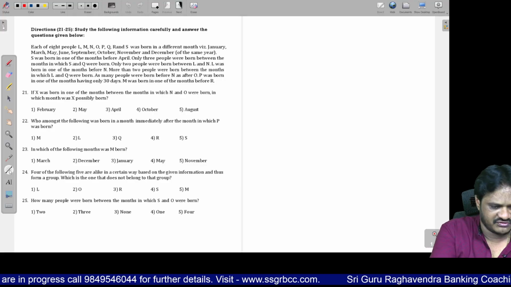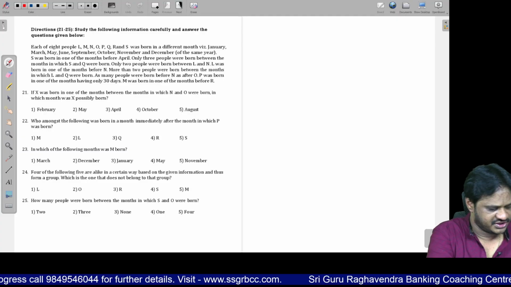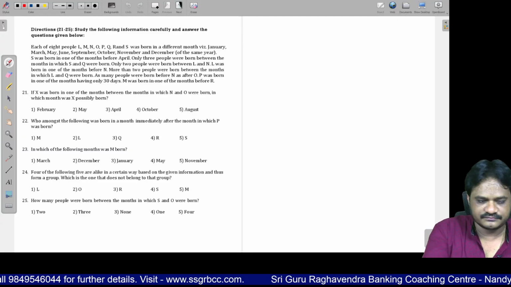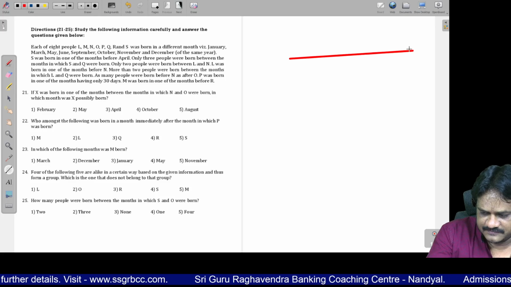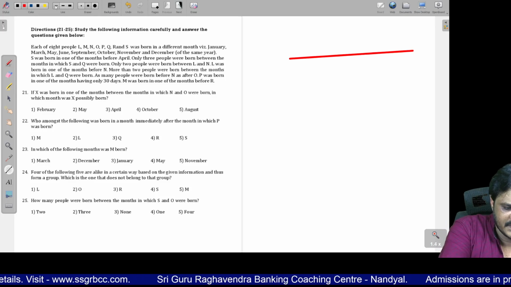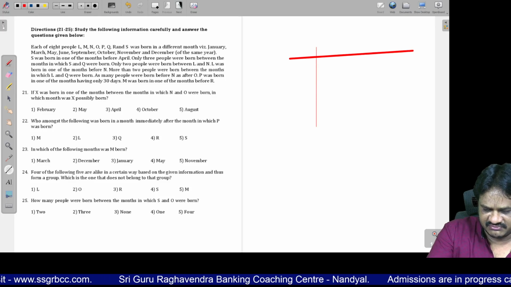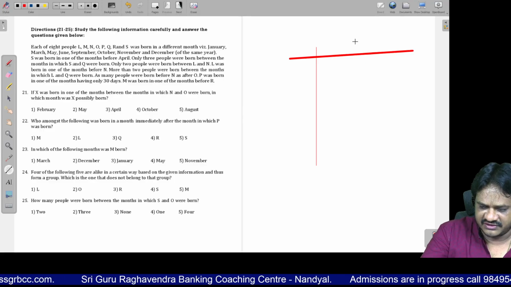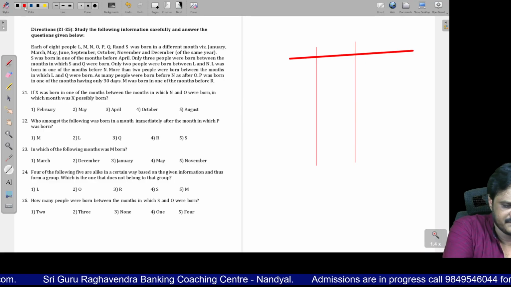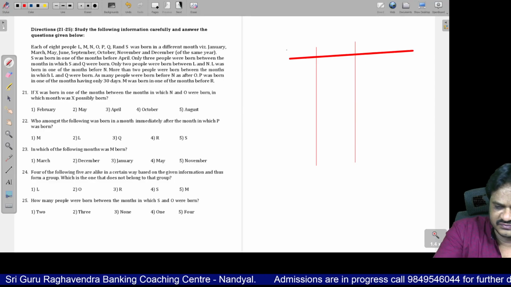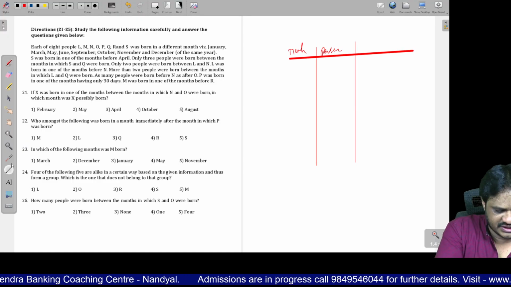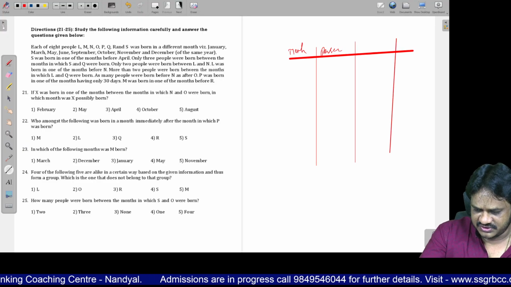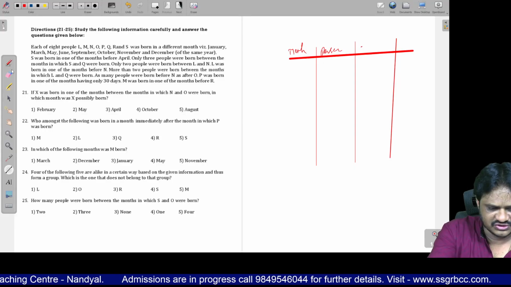So let us draw one 3-column table. In this, the first one is the month, the second one is the person. Month and person. So let us try to do this in 2 possibilities.